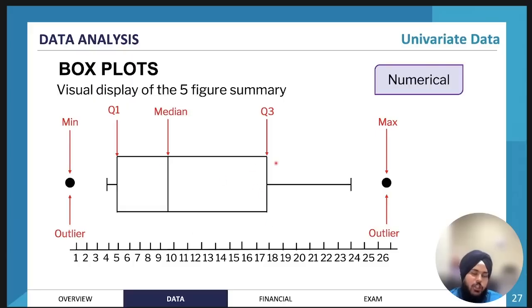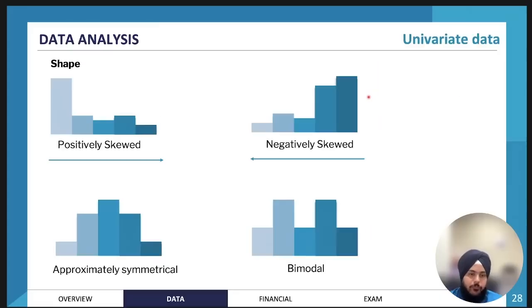We'll have a look at the shape of the data in a sec on the next slide. But this is really important because we can quickly see whether the data is negatively or positively skewed, or what the shape of the data is, as well as quickly estimating the 5-number summary. So a really good display of the 5-number summary here. Okay, so now we'll look at the shape of the data.